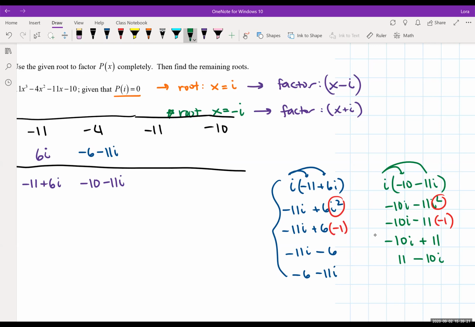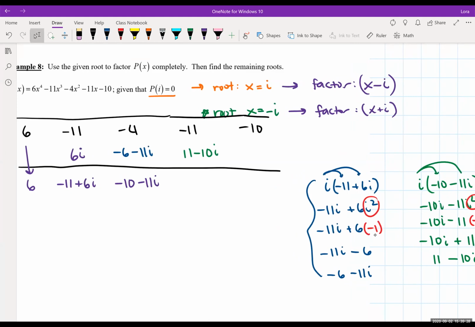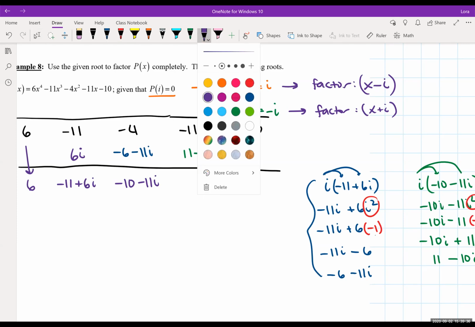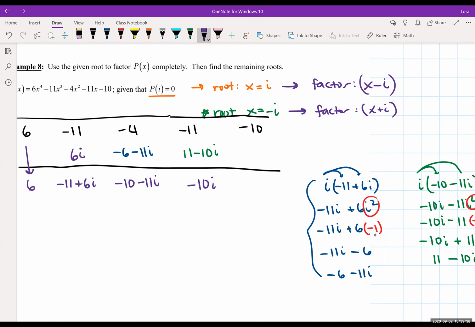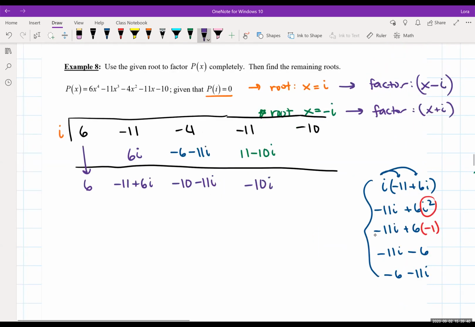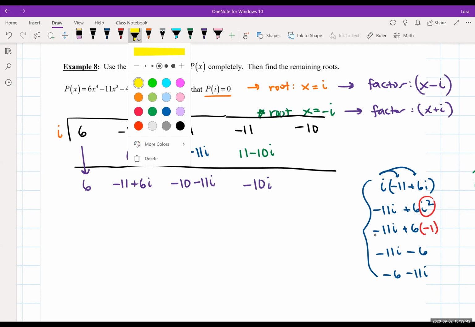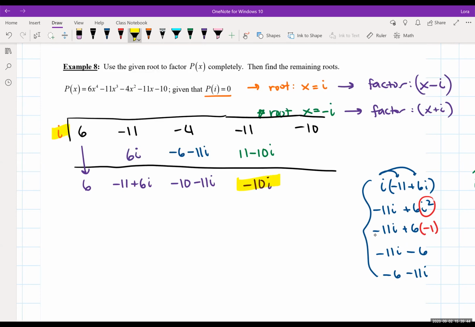So what we're going to do is write that underneath the next coefficient, but above the bar. And then if we add vertically, we'll notice that the 11s drop out and we are left with -10i. So now we're almost there. We're going to multiply this -10i by i.